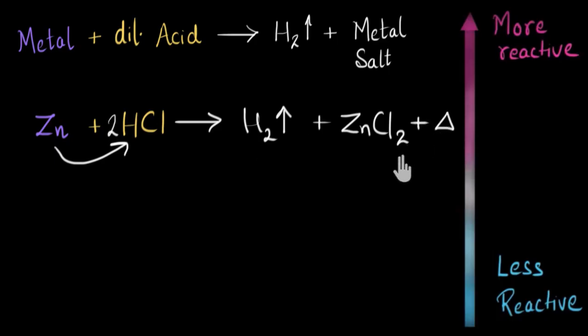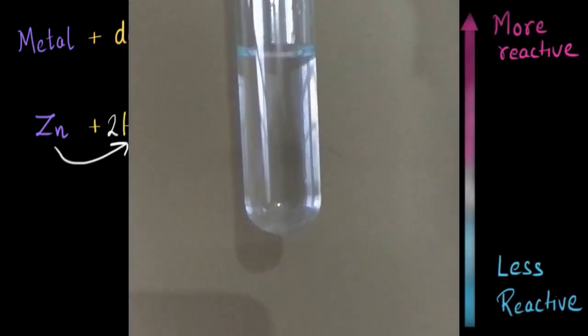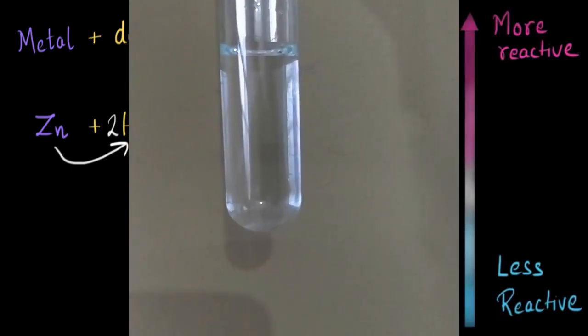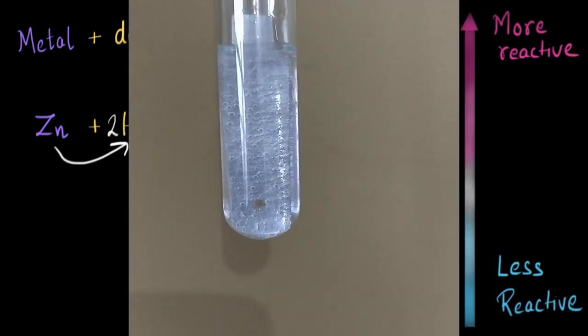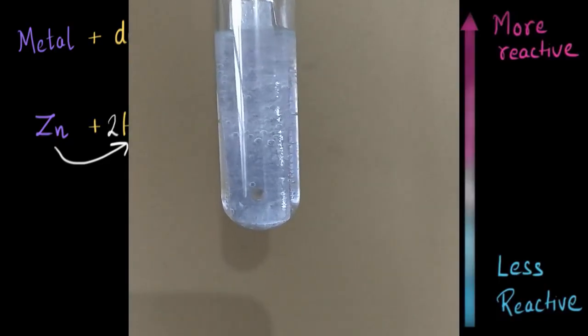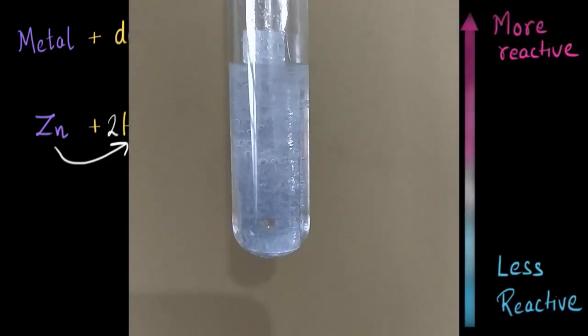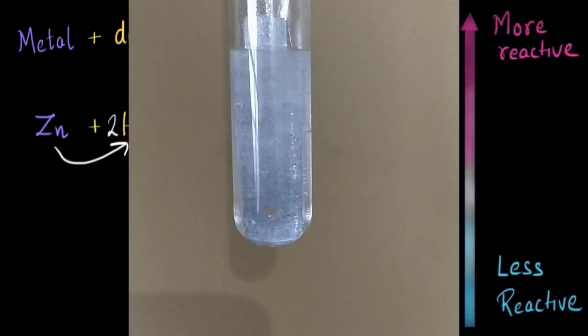Now let me show you an experiment of the same thing. Here, I have got dilute HCl in the test tube, and I'm going to add zinc metal to it. You can notice that the moment I add zinc, there are some bubbles evolving. That's happening because hydrogen is trying to escape out of the solution, and that's why it is forming bubbles. And also with this, there is heat being generated. I can notice that the test tube is getting warmer because of the heat.